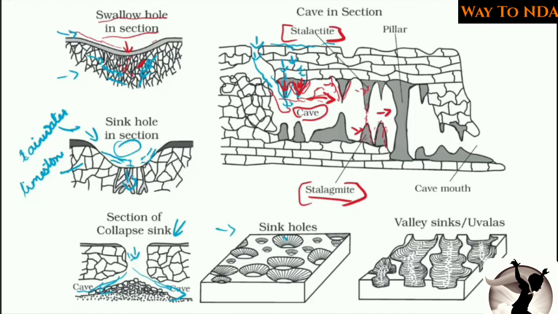The deposition and accumulation of the calcium carbonate will go on increasing, and later on it will get converted into a pillar once it is joined. So the stalactites are from above, stalagmites are from below, and later when they merge together, they will form a pillar. Here you will find the cave mouth, where the seeping water is flowing. So this is all called karst topography.